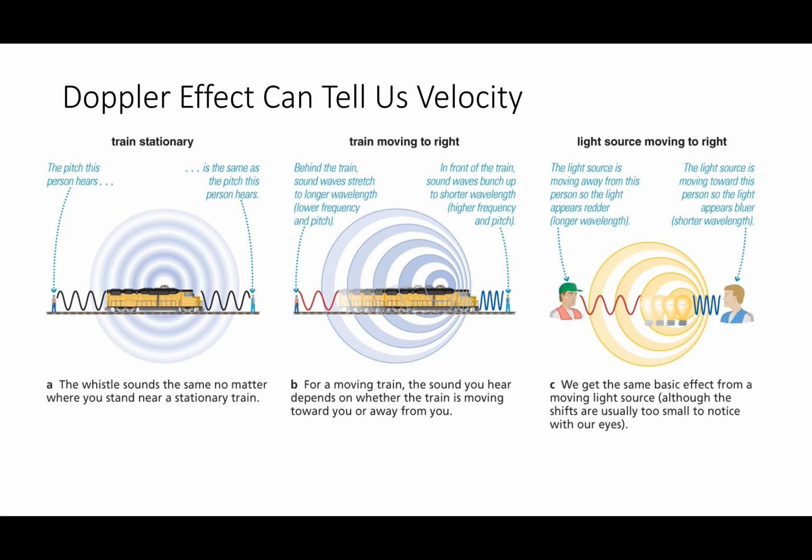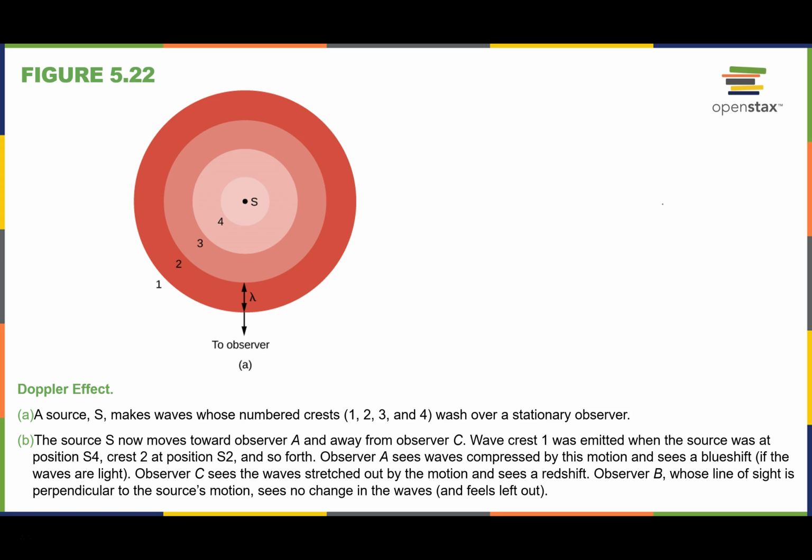All right, so forget a moving train. Now our source is a moving light. So we have the light moving towards the right again, and this guy will actually see the color of light shift to the blue region, and this guy will see it shift to the red region.